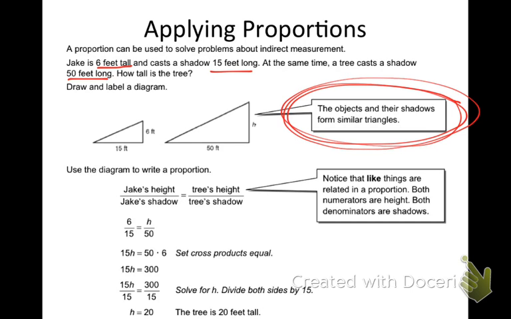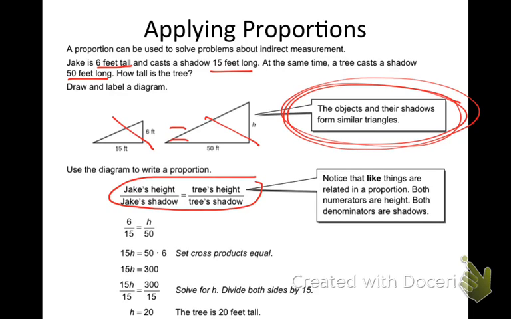Okay, what I always tell students to do is be consistent, right? I am always a person that does height over shadow. Why do I do height over shadow? Because it makes a proportion already. Height over shadow equals height over shadow. I have already fractions set up.